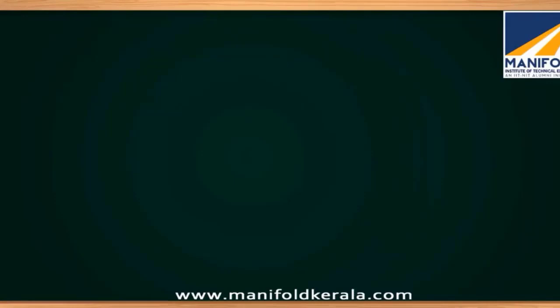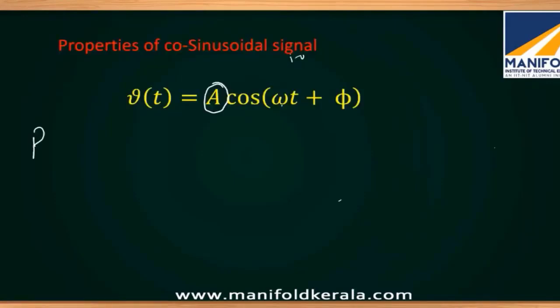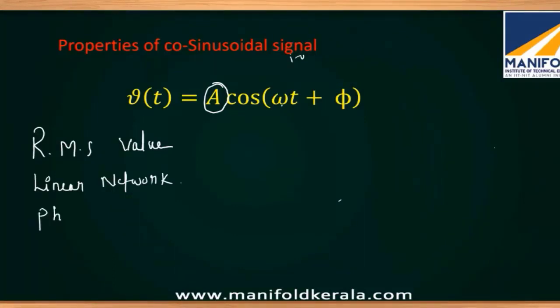The fundamental things which you should be aware of are: what is the RMS value, what is a linear network, and what is a phasor. These things are very much essential for understanding electrical engineering, whether it is power systems, machines, or any other subject. You should have a clear-cut idea of what these values mean. It may be boring, but a few students may still not be aware.